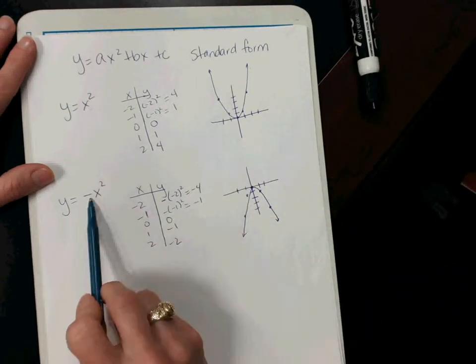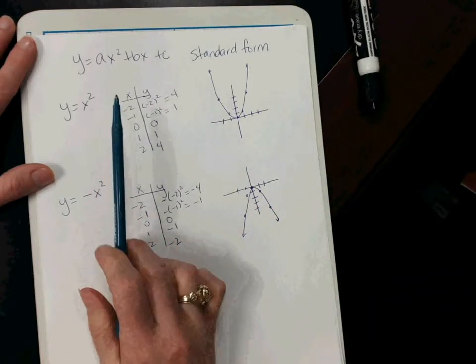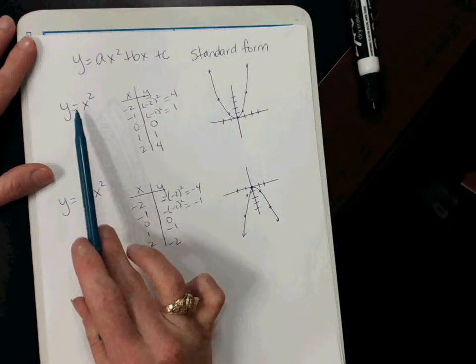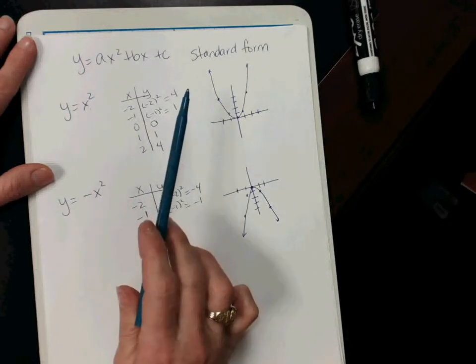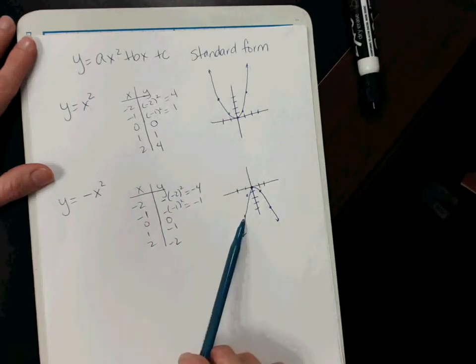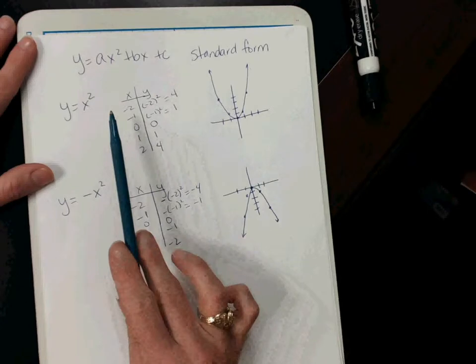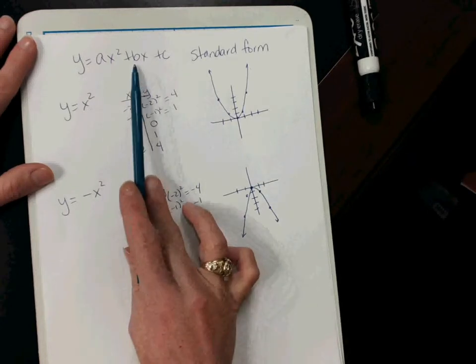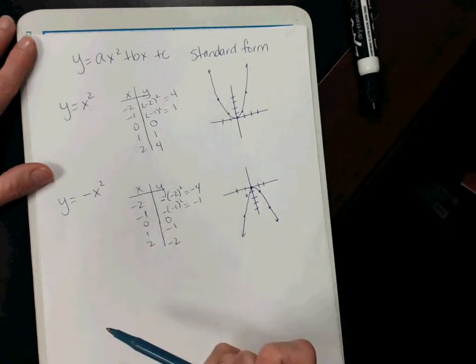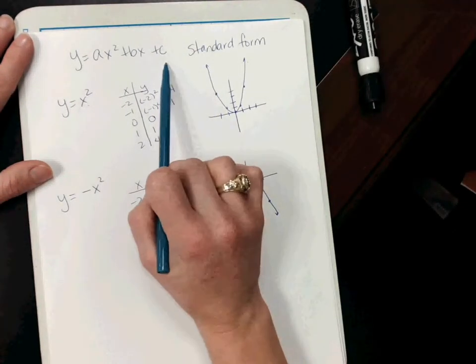So when we're looking at this number in front of our x squared, which in our standard form is the a value, the a value tells us which direction the graph is going. If it's positive, it's going to go up. If it's negative, it's going to go down. In these two examples, we didn't have a b or a c. Now, let's look at, well, what if I have a c value?